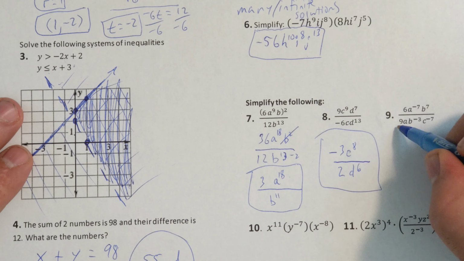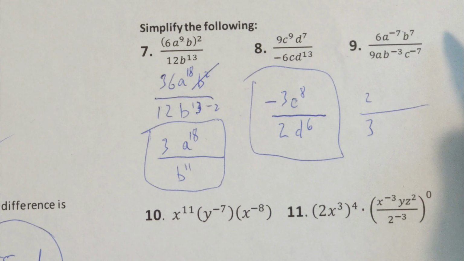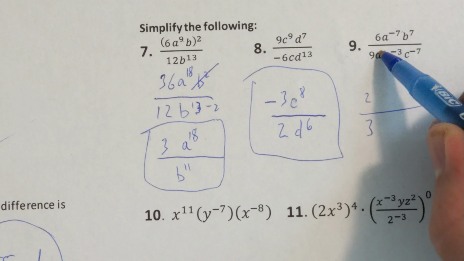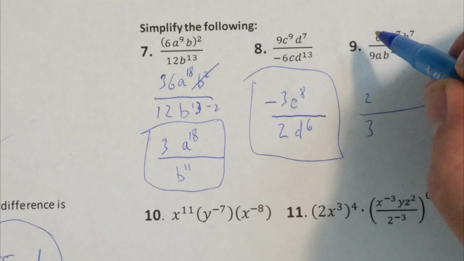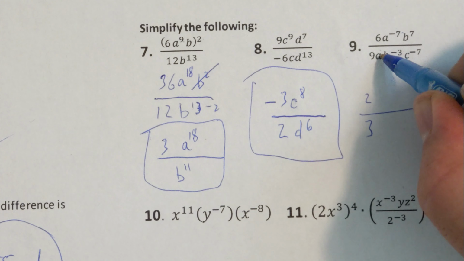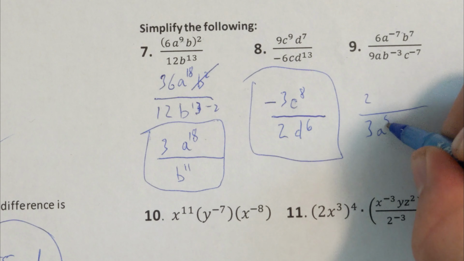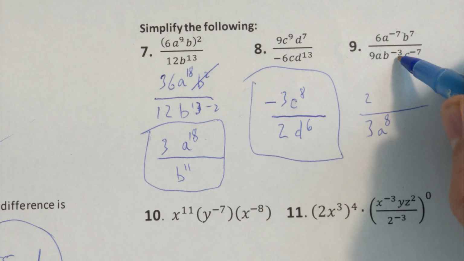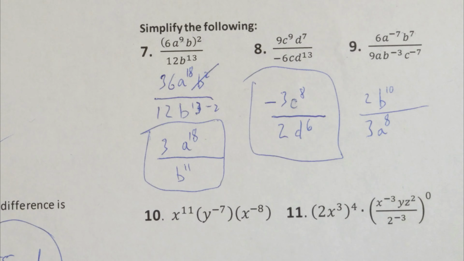Number 9, the 6 and the 9 can both be divided by 3. You get 2 in the numerator, 3 in the denominator. Okay, when it comes to the variables, you have a to the negative 7, and over here we have a to the 1. Because it doesn't have anything there, it's an imaginary 1. So that means you're going to add 7 to bring it down. It's going to meet up with the 1a that you have, and you're going to go 1 plus 7 is 8. For the b, you have 7 and you have negative 3. You're going to add 3 to move it up. It's going to come up here with that 7. It's going to be 7 plus 3 is 10.